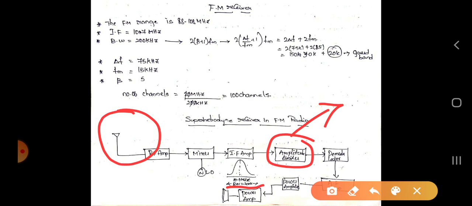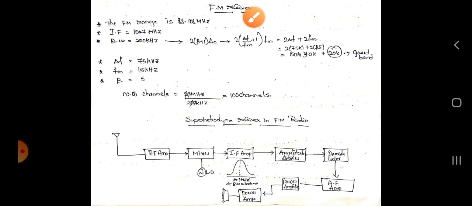From the amplitude limiter, the signal is given to the demodulator. We know the use of the demodulator is that it will change the frequencies, that is, it will convert the high frequency range, the gigahertz range of frequencies, into the kilohertz range of frequencies. After that we are giving it to the AF amplifier, that is, the audio frequency amplifier.